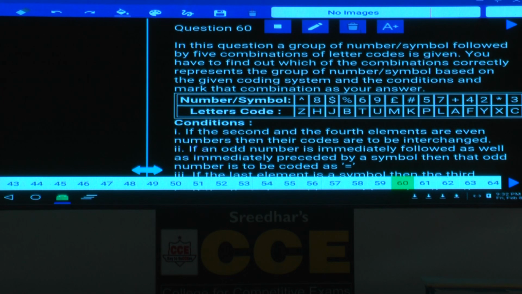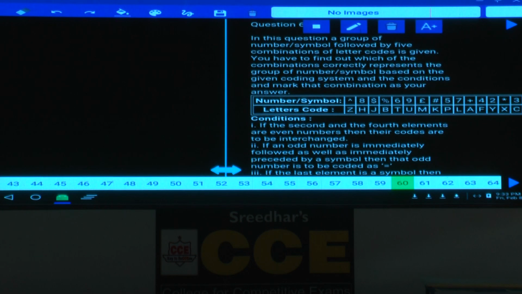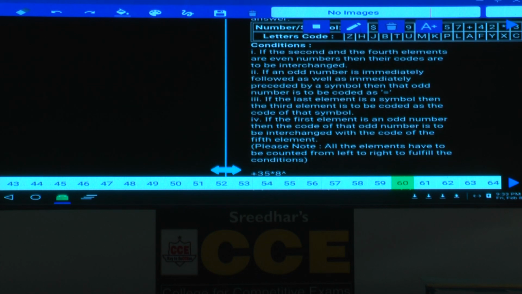Now question number 60 to 64, these 5 are based on condition based coding and decoding. A table followed by some conditions were given. First we need to decode the given conditions here. Tell me, what is the first information here?